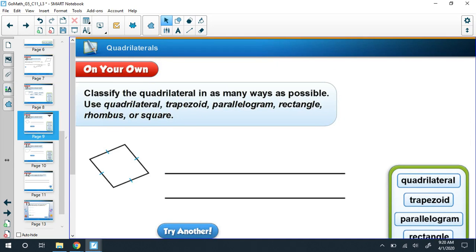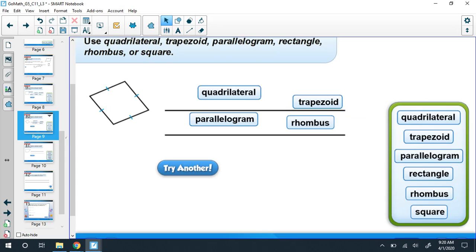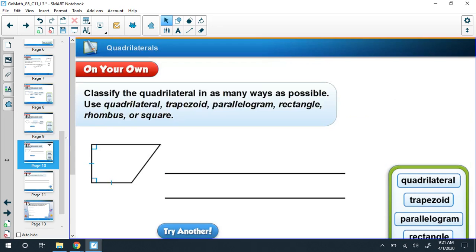Let's take a look at this one. All right, so here we have 4 congruent sides. So it has to be a rhombus. We don't have any right angles, so it can't be a square. It also can't be a rectangle because of that, but it can be a parallelogram, a trapezoid, and a quadrilateral.